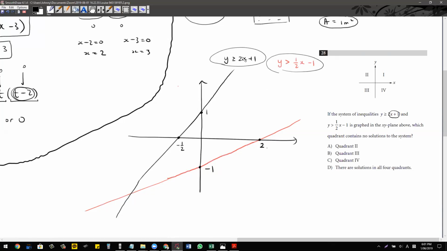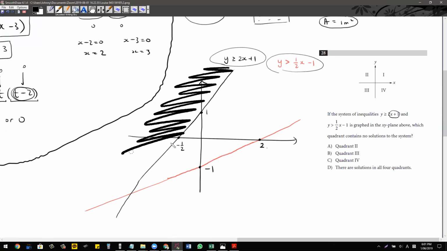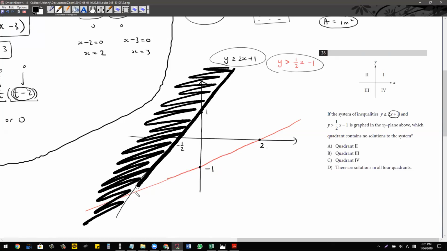If it's an equal sign, then it's just a single line, right? But if it's greater than or equal to, then it is actually the region above, isn't it? All of the region above this line, including this line as well. Now, as for this one, this is greater than, but not including, so it is not including this line. That's why I put a dotted line there. And it's the region above, isn't it?